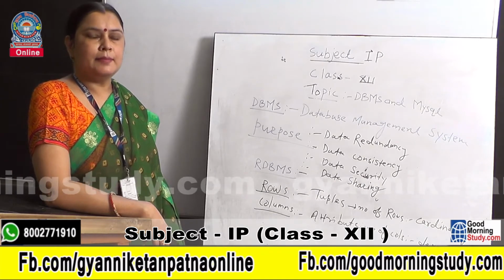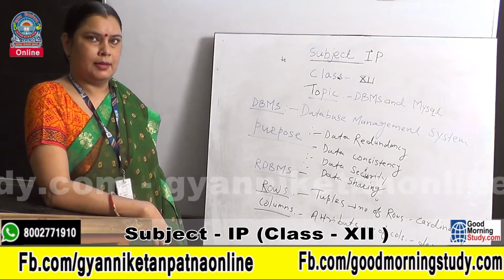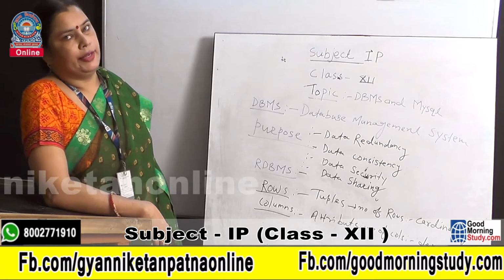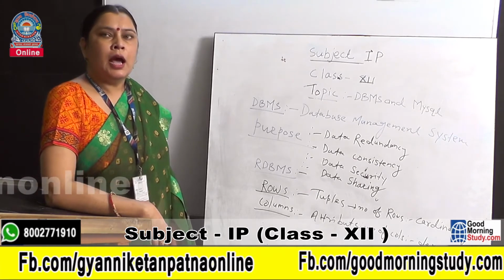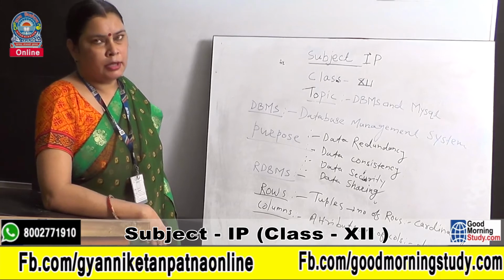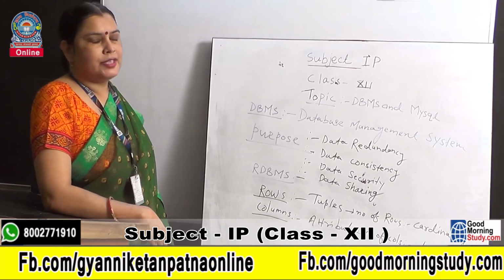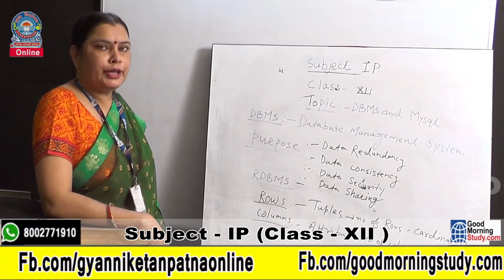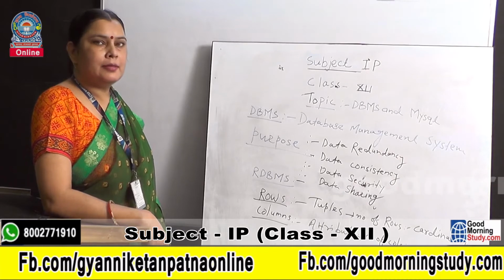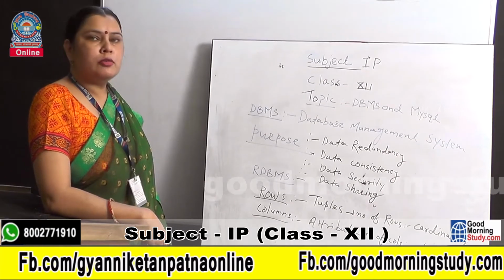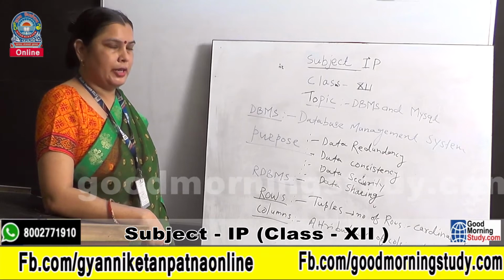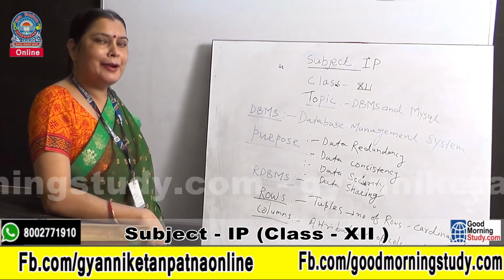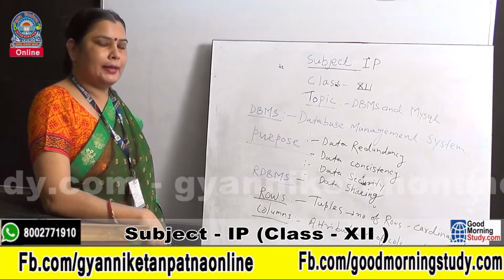Data inconsistency means data mismatching. Another purpose is that it provides data security. Data security means an unauthorized user cannot access the database system. That is, only valid users are permitted to access the database management system. It also provides data sharing. Data sharing means the same piece of information can be shared by multiple persons at a time.